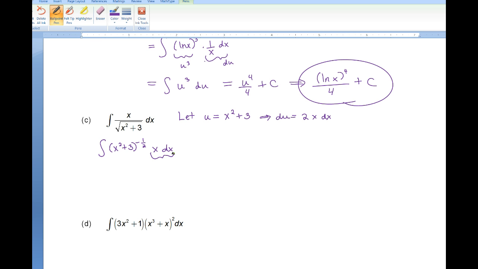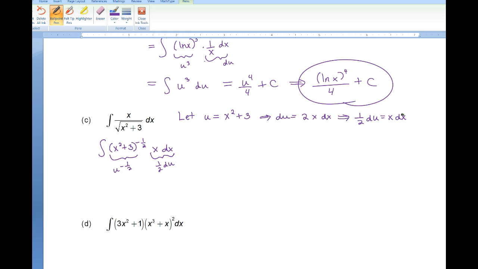So it's going to be 1/2 du, and this is going to be u to the negative 1/2. I have a 2x dx, but I don't have the 2. Whenever you're missing a number, multiply by the reciprocal. So if you have 2, multiply by 1/2, and that 1/2 just automatically moves to the front because it's a coefficient.